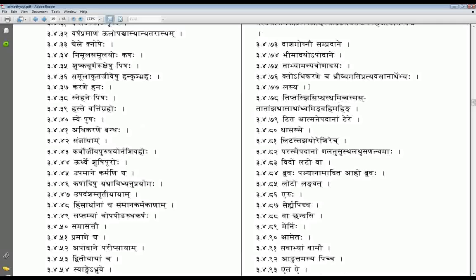Lat, lit, lut, lrt, lot, then lang, then the ling, these two kinds, the ashirling and the vidhiling, then the lung and the lrung. These are the 10 L's, but we will see them later. But any one of them you use, immediately you have to substitute one of these 18 endings.